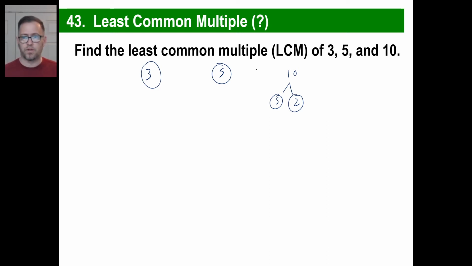Okay, so let's start with 2. This has a 2, so we have to include it. That has the most 2's: 1, 2. Which has the most 3's? This one does: 3. Which has the most 5's? Well, there's a tie between these two. They tie with 1, so we'll include one 5. Well, 2 times 3 is 6. 6 times 5 is 30. There's your answer. It works every single time.